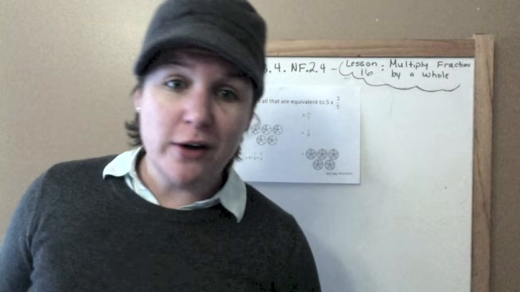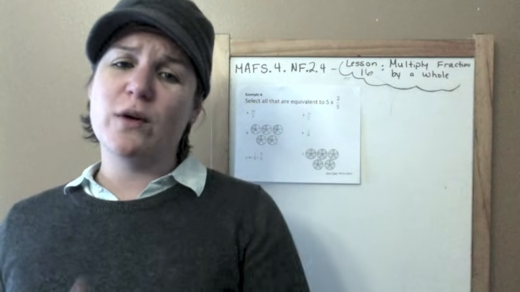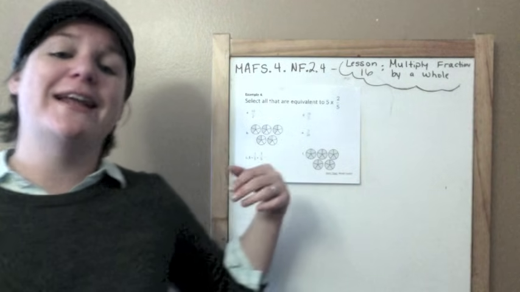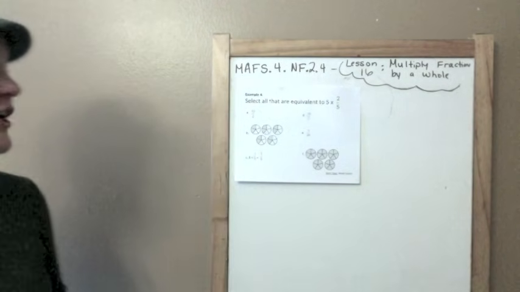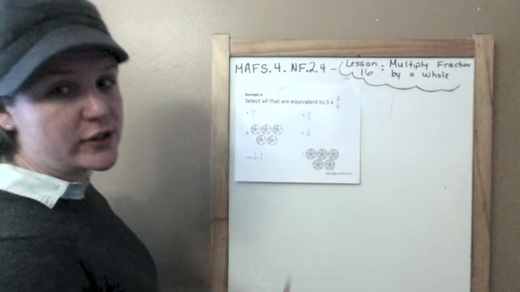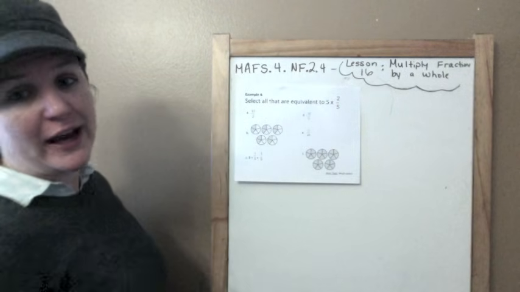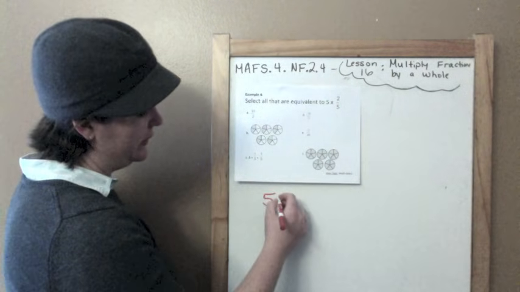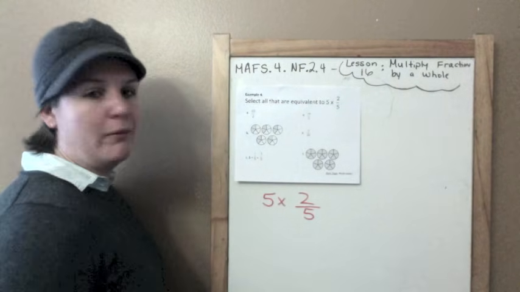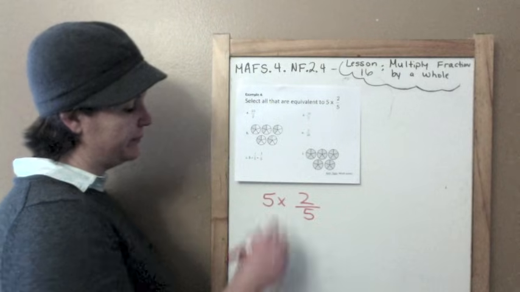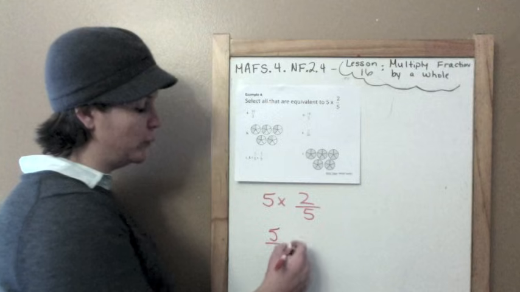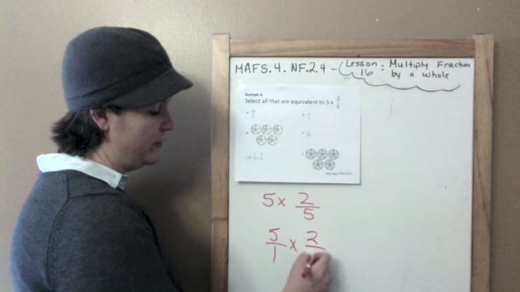Okay, party people, we are on our last example today. I only have 4 for you today. It's a multi-select item. We know that because it says select all that are equivalent to 5 times 2/5. Before I even look at the answers, I'm going to solve that out. 5 times 2/5. Can't talk today. So to rewrite that as a fraction, that would be 5/1 times 2/5.